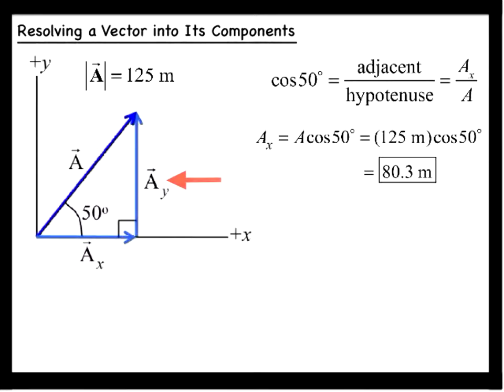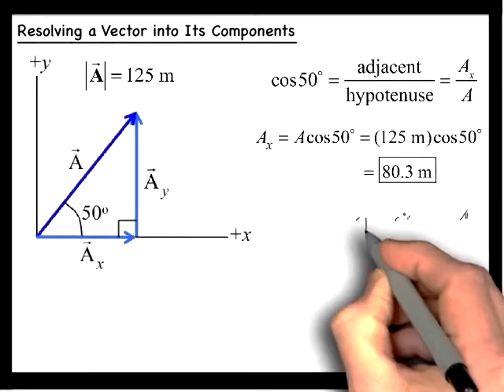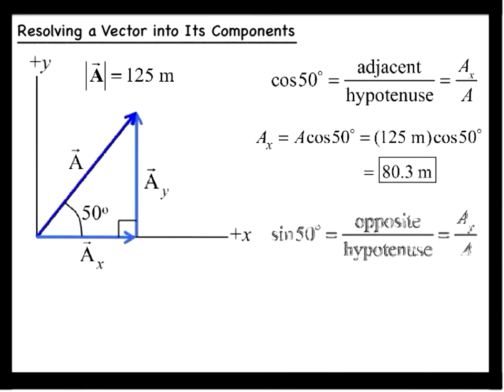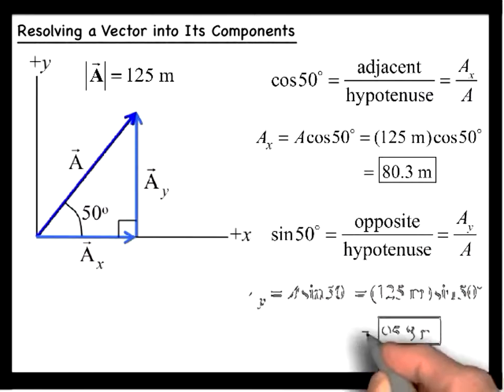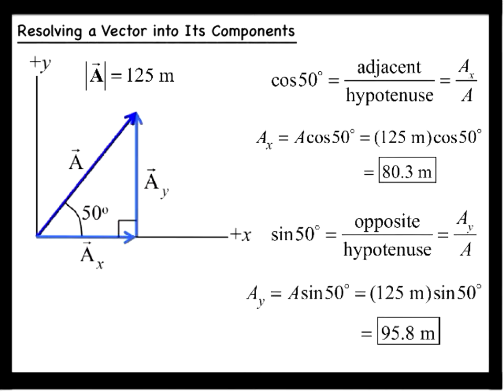The y component A sub y is the opposite side of our known angle in the triangle, so here we can use the sine function, which is equal to the opposite side A sub y divided by the hypotenuse A. Thus, A sub y will be equal to A times sine 50 degrees, which is 125 meters times sine 50, or 95.8 meters.